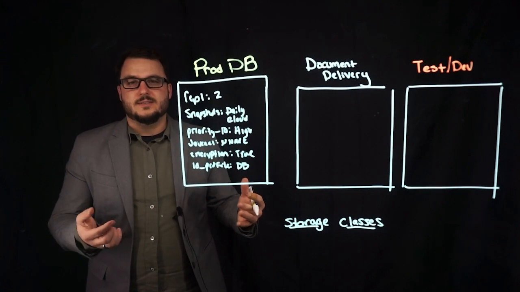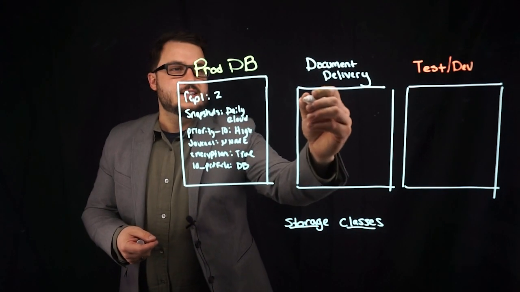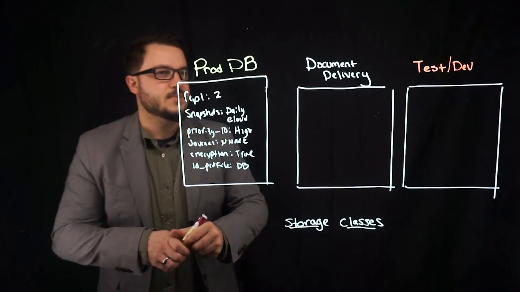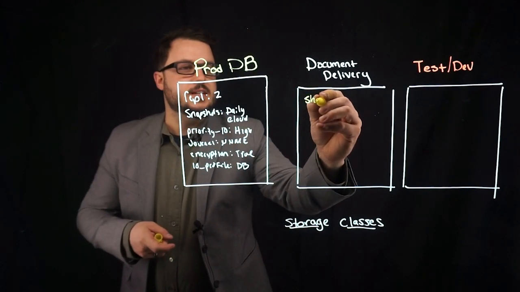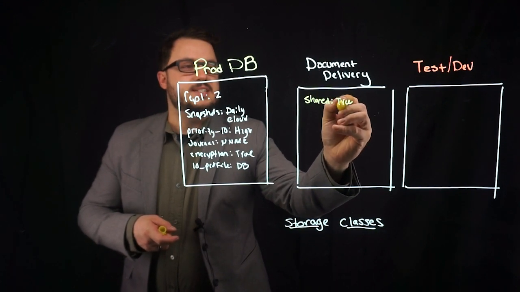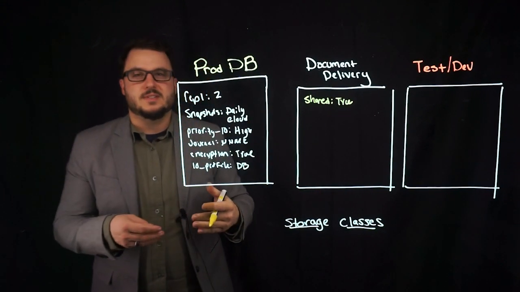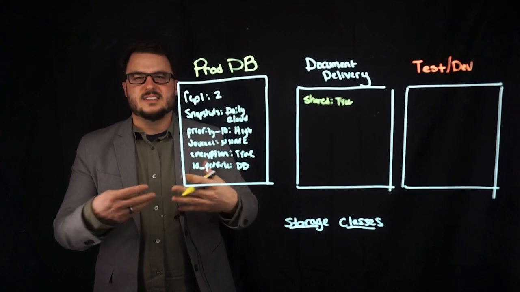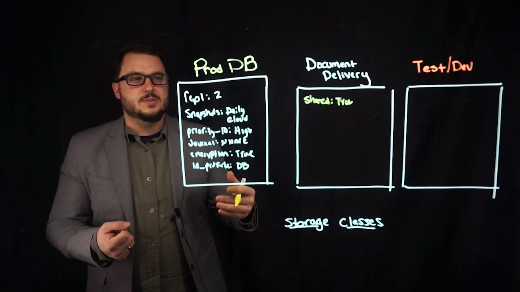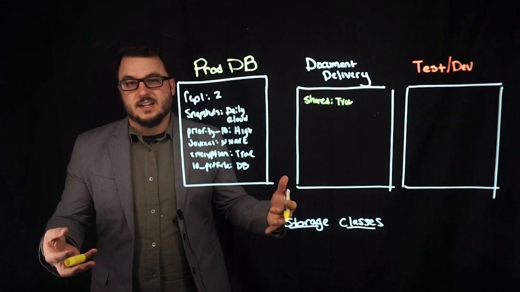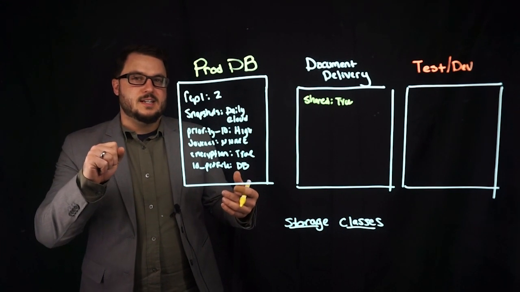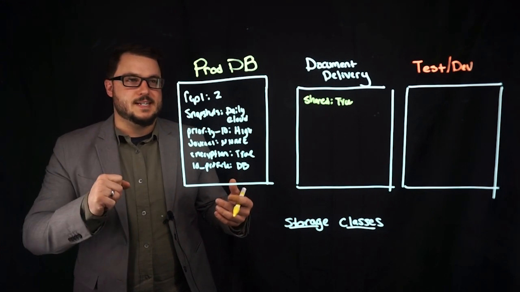For document delivery, let's say the obvious one. Let's use a different color. The obvious one's going to be shared equals true, because I see that my document delivery system is going to have a lot of front ends accessing the same sort of database of different documents. And so my shared equals true is going to make sure that this acts as an NFS volume. And then we're going to make sure and set that access mode in the storage class to read write many.